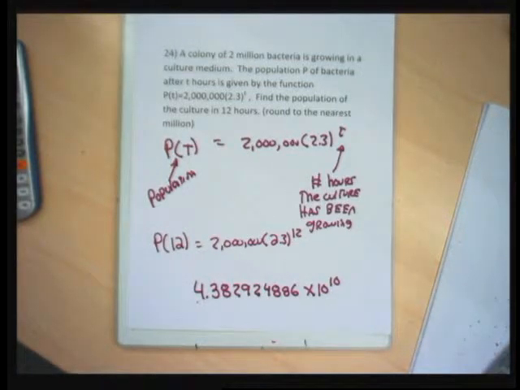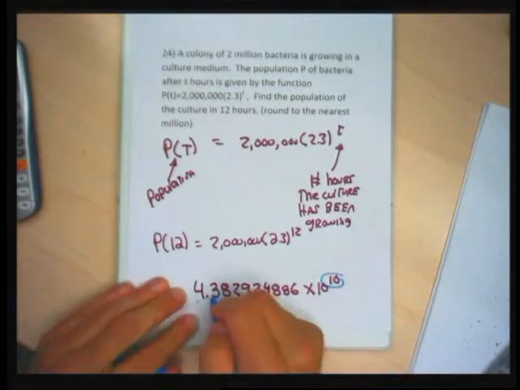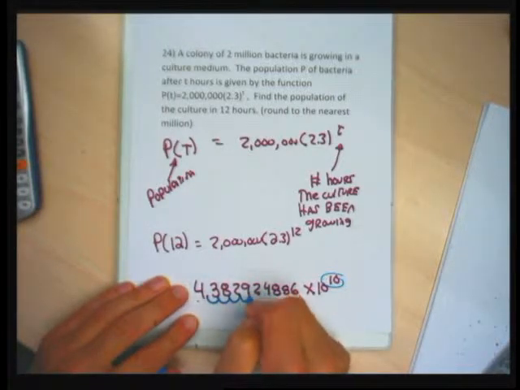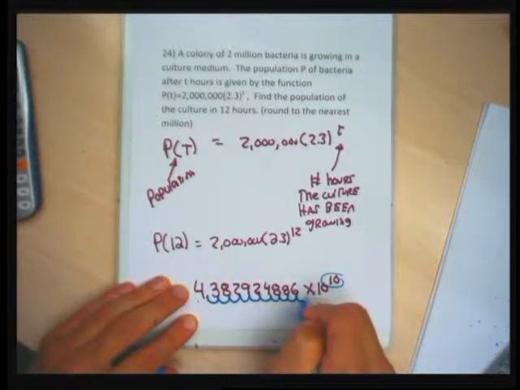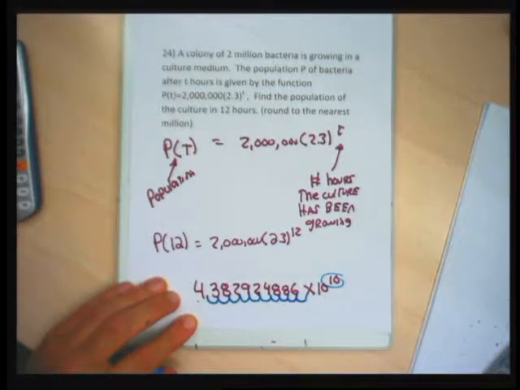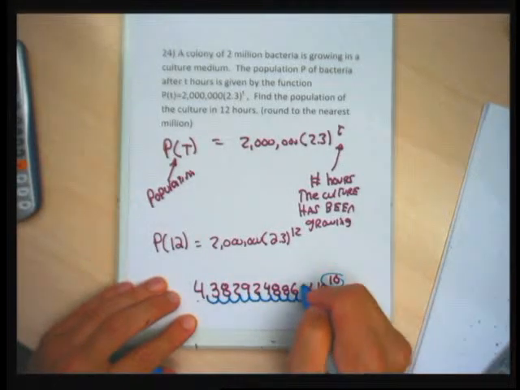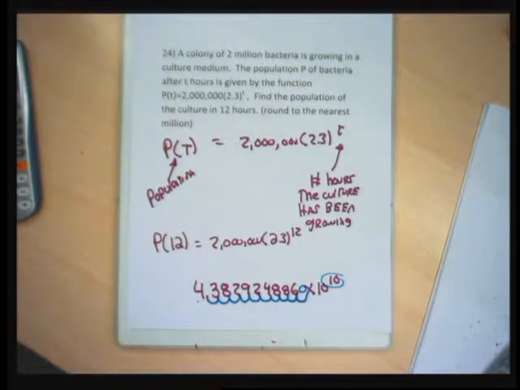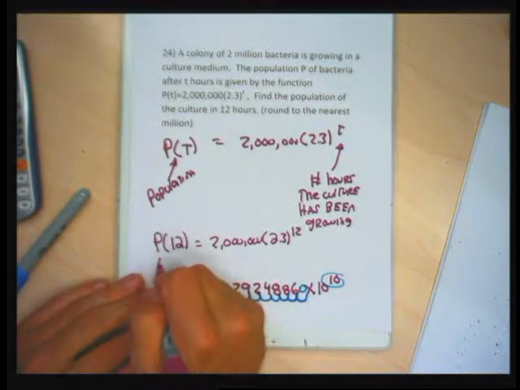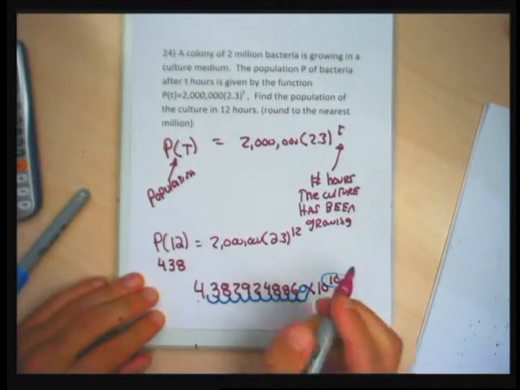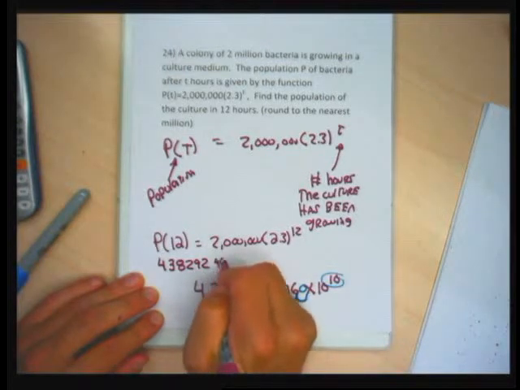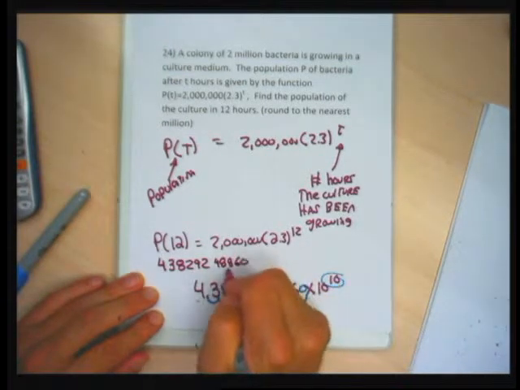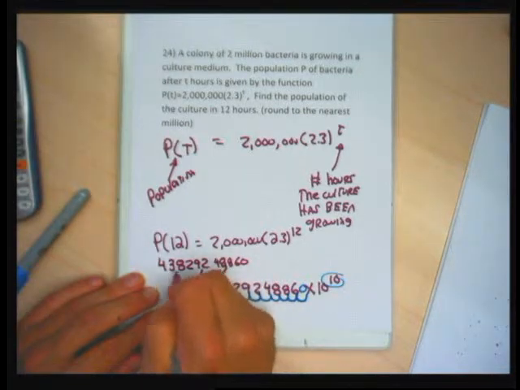I'm going to get it out of scientific notation by moving the decimal 10 places to the right. So I'm going to take the decimal and go 1, 2, 3, 4, 5, 6, 7, 8, 9, 10. That 10th move, I don't have a number there, so I need to put a 0 in. So the number of bacteria in this population is going to be 4, 3, 8, 2, 9, 2, 4, 8, 8, 6, 0. So comma, comma, comma.